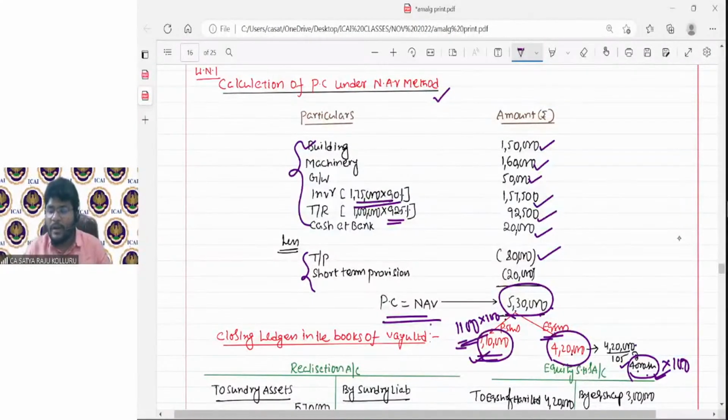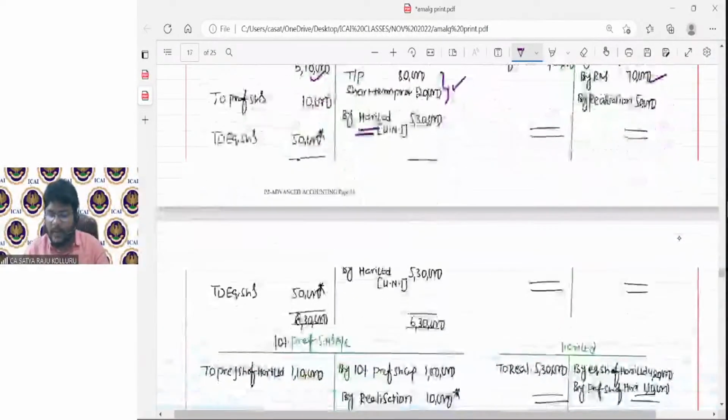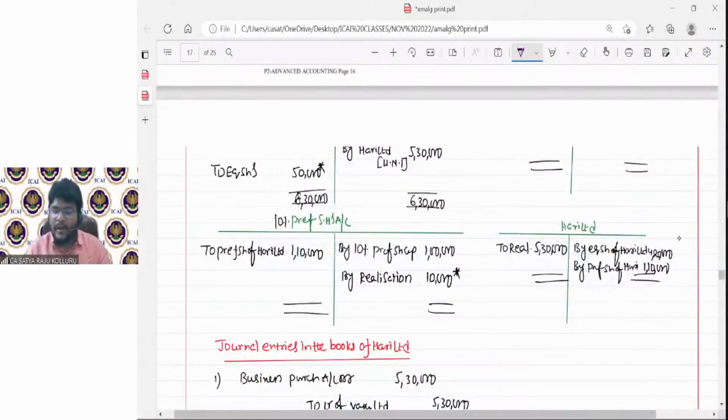Sir, then what about the accounting treatment in the books of the selling company? The 5-step approach. All assets taken over, simply transfer to realization. All liabilities taken over, simply transfer to realization. Equity shareholders' funds like equity share capital, reserves and surplus, transfer to the equity shareholders account. Then the PC due from the purchasing company, Hurry Limited, to realization. Then what PC are you getting? The PC you are getting is 10% preference shares of Hurry Limited, and equity shares of Hurry Limited, from Hurry Limited, then the Hurry Limited account is closed.